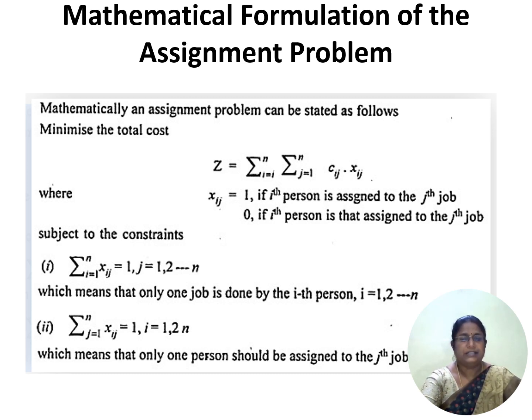Subject to the constraints: sigma i equal to 1 to n, Xij equal to 1 for j equal to 1 to n, which means that only one job is done by the ith person. Sigma j equal to 1 to n, Xij equal to 1 for i equal to 1 to n, which means that only one person should be assigned to the jth job.